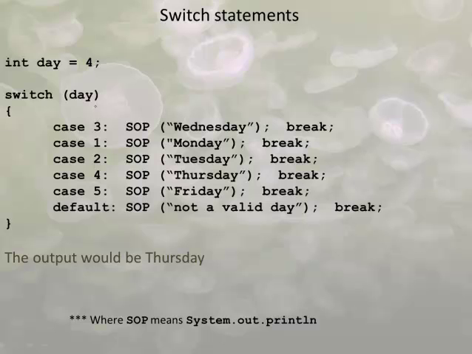Is the value of day 3? No, it's not. This does not occur. Is the value of day 1? No, it's not. This does not occur. It's not 2. This does not occur. It is 4. So System.out.println, Thursday prints out. This break kicks it down to the very bottom, and the output would be Thursday.